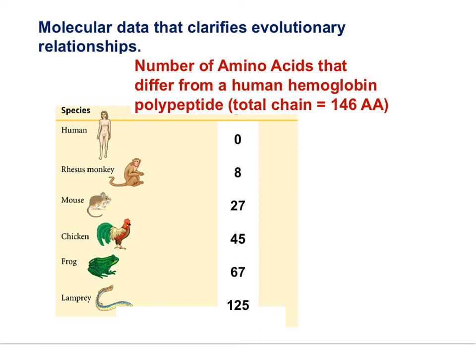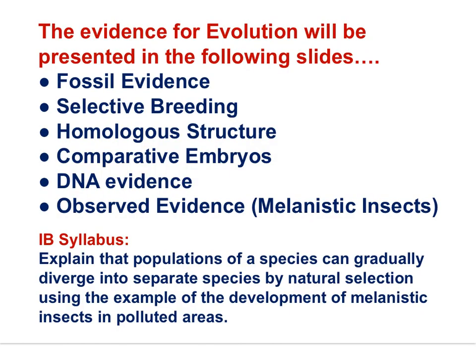The less time that has passed, the more closely related two species are, and the fewer number of differences in the molecules there will be. The evidence for evolution that I've presented so far includes fossil evidence, selective breeding, homologous structure, comparative development in embryos, and molecular evidence. We will now go on to look at observed examples of evolution.